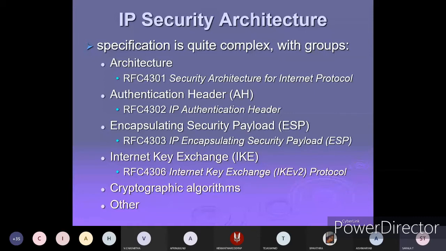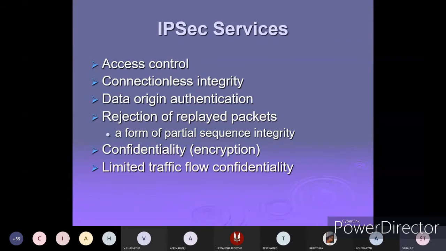And for internet key exchange, IKE, RFC 4306 format, internet key exchange is provided. Here you can give the information related to versions also, the IKE v2 and v1 protocols. Cryptographic algorithms can be added with respect to this, and other information is provided in the architecture of IP security. The IP security services cover what services it can provide to any information present in your system, and how we are going to transmit it to other systems.